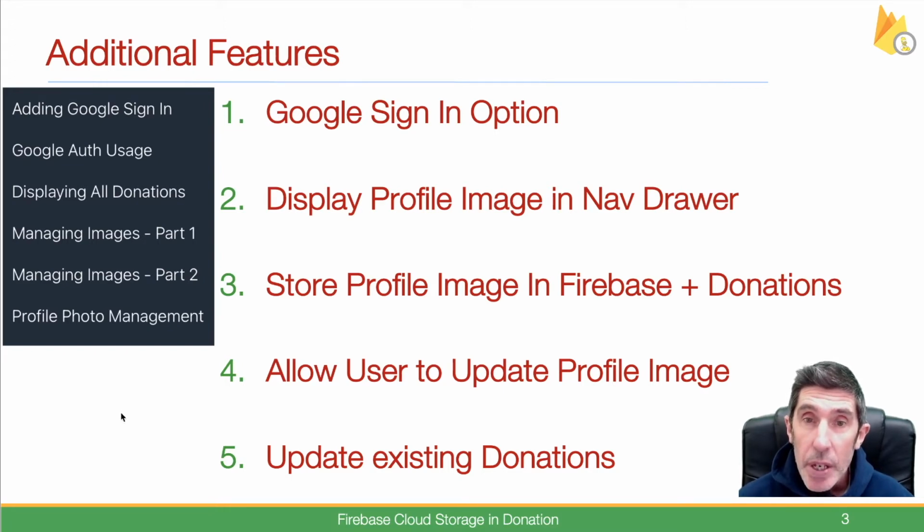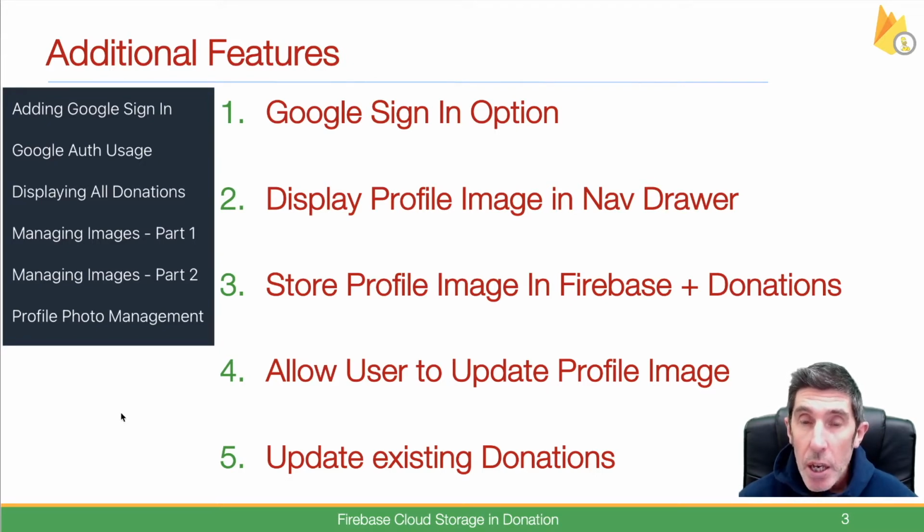Initially we're dealing with giving the user a Google sign-in option so that they can sign in with their Google credentials. Because of that, we can then display their profile image in the nav drawer. So we'll have to look at how we can grab the user's profile pic from Google and then display it within, at the moment, the default Homer image. We'll then look at storing a profile image in Firebase with those donations.